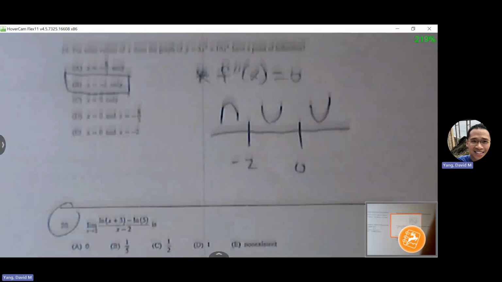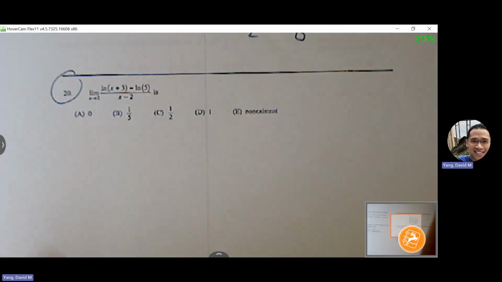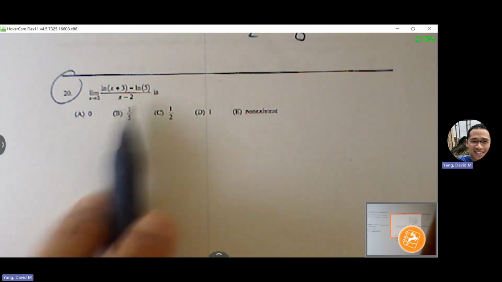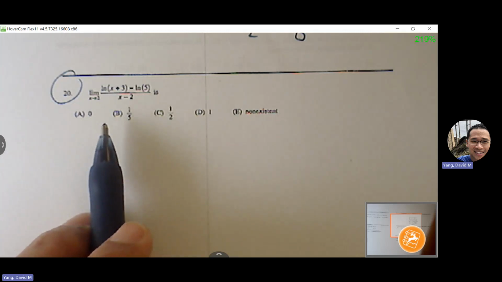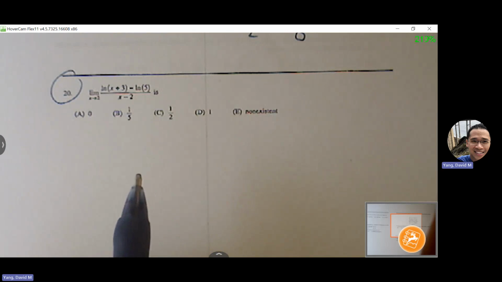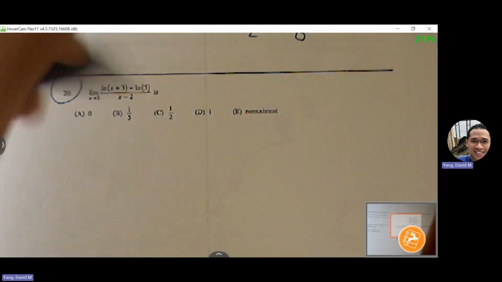Number 20 is just a L'Hopital's rule problem. Plug 2 in, you get 0 over 0, so find the derivative and reevaluate. That gets you down to a real number.